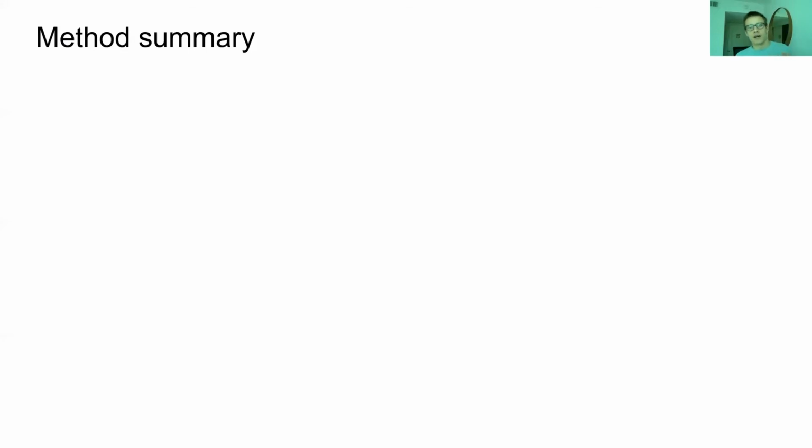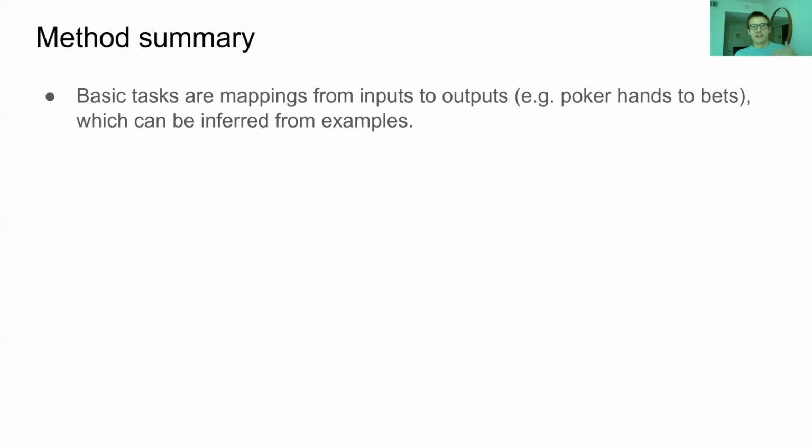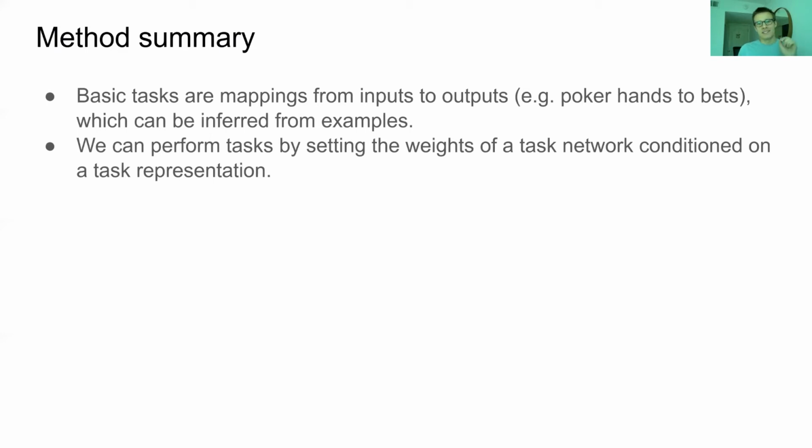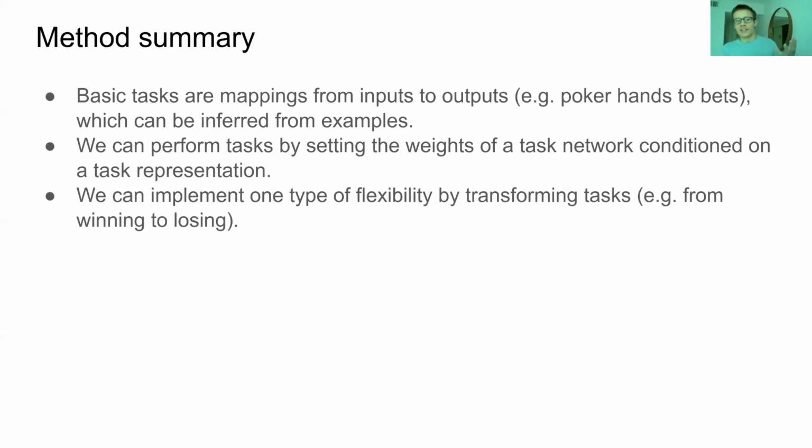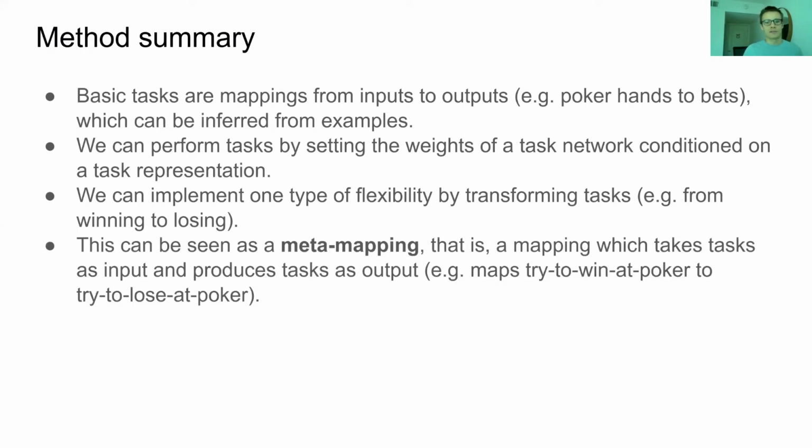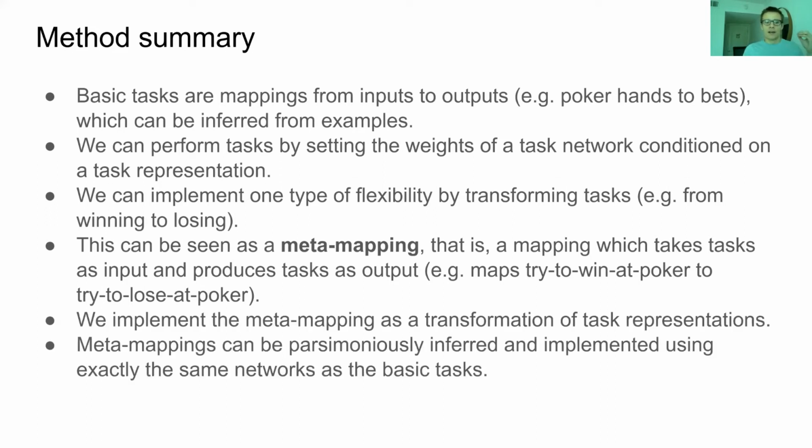All right, let me sum up the way this method works, and then I can get to telling you about some actual experiments. We're going to see basic tasks as mappings from inputs to outputs, for example from poker hands to bets, which we can infer from examples. We can perform these tasks by setting the weights of a task network conditioned on a representation of that task. We can implement one type of flexibility by transforming these task representations, for example to switch from winning to losing. We can see this as a metamapping, a higher order function which transforms task representations. And metamappings can be parsimoniously inferred and implemented using exactly the same networks as we use for the basic tasks.